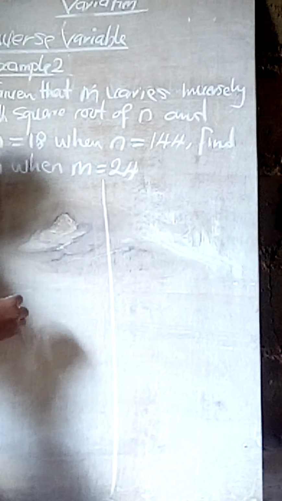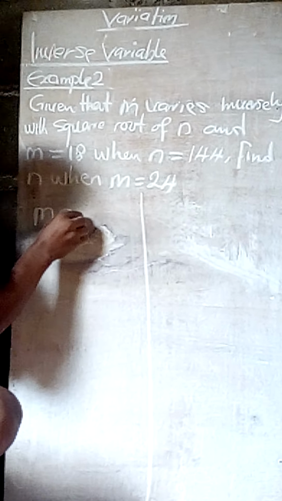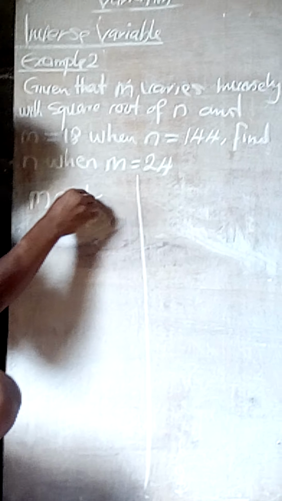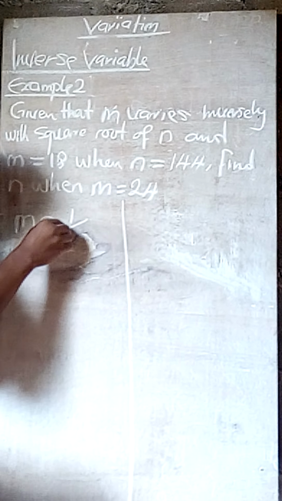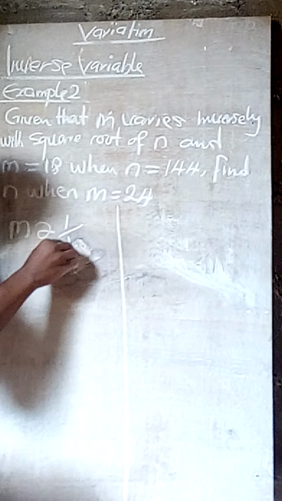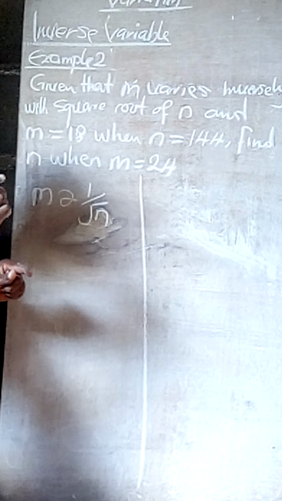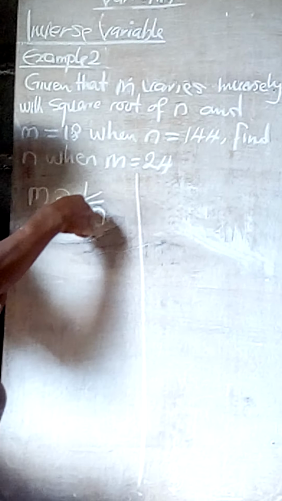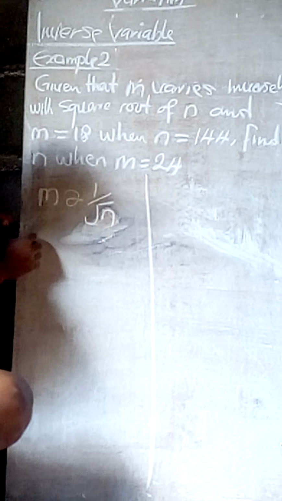They say given that m varies inversely with the square root of n. See that we just follow the interpretation, following the language. M varies inversely as the square root of n. Now the first thing you do is bring out the formula.